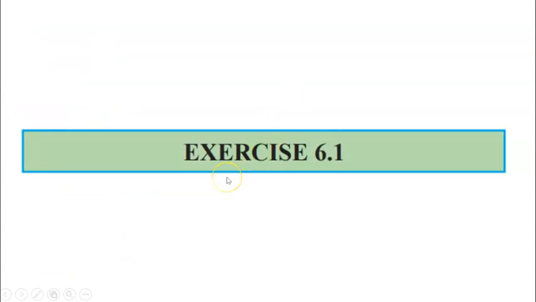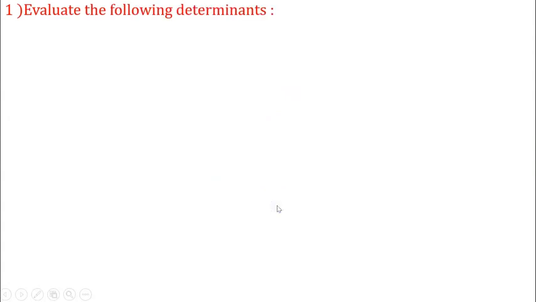Now we will start exercise 6.1. Okay, first question, evaluate the following determinant: 4 7, minus 7 0.